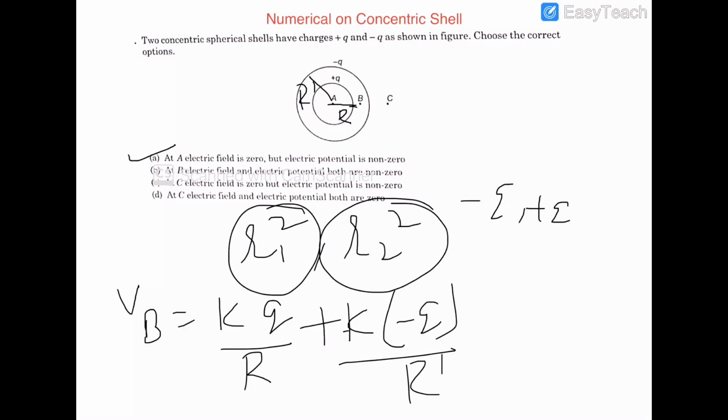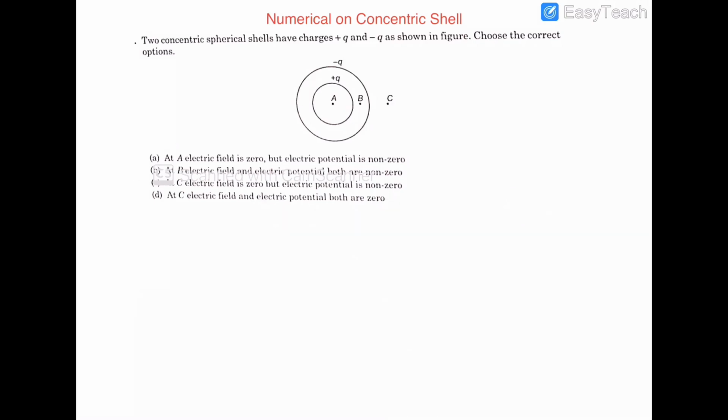Now again R and R dash are two different values, that means electric potential will be some non-zero value. So it will also not be equal to 0. So we can say electric potential is also non-zero. So in this way our option 2 is also correct. So we have already seen that options A and B are correct.